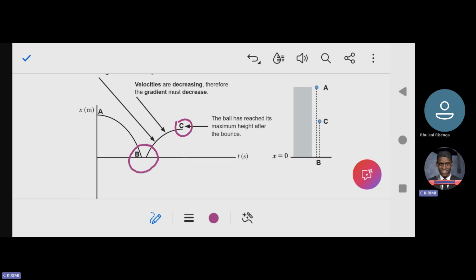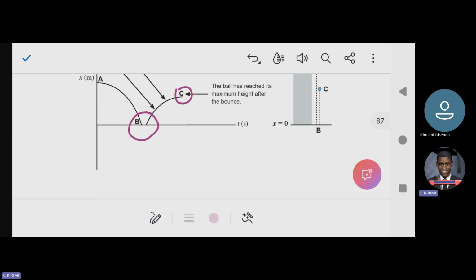You check how many bounces the ball had. If you see the line stops on the ground, it means the ball rested. It did not bounce again. So you check how many bounces until the curve rests on the horizontal line. Then you know the ball is now at rest. It can't bounce again. The energy has been exhausted.